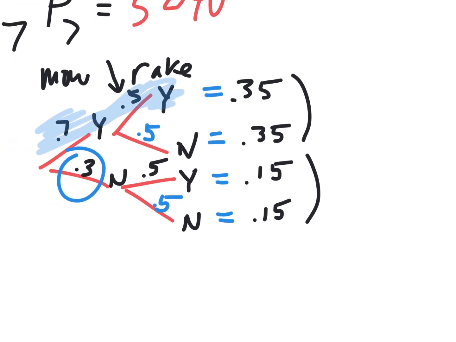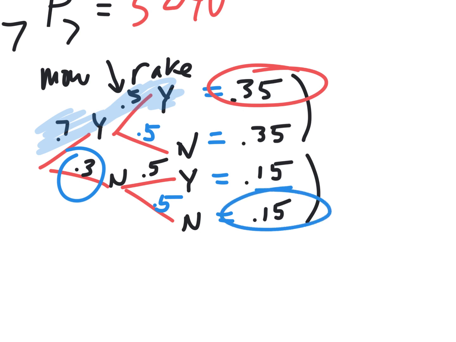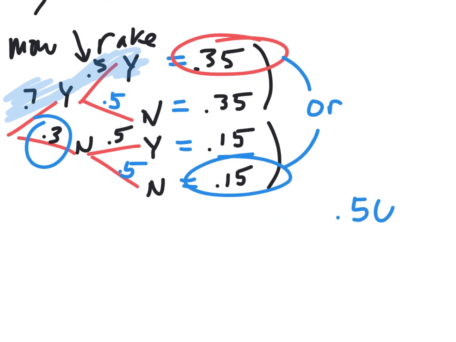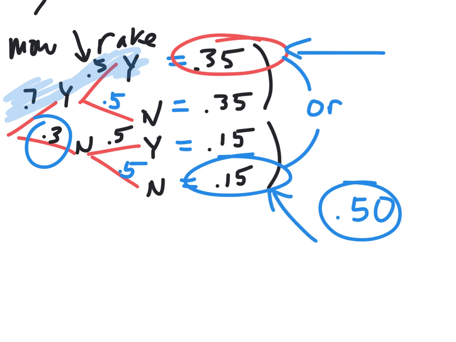All right, now what if I said, what's the probability that she's going to either say yes to both or no to both? Well, yes to both was this one. No to both was this one. And what if I say or? That means add. If I say or, you add them together. So 35 and 15 makes a total of 0.50. That means there's a 50% chance that she'll either say yes and yes or say no and no. Okay. That's how those complicated ones work.